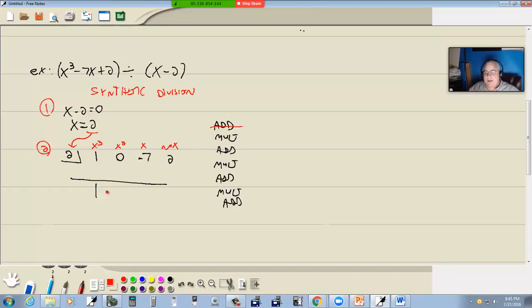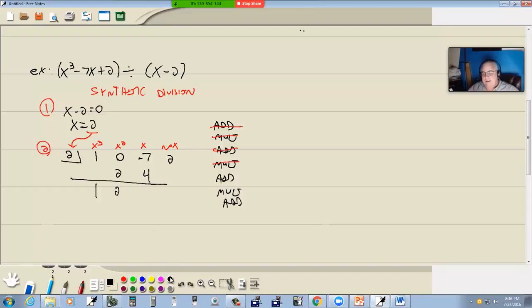Then we're going to multiply. You always multiply the number up in the box by the number you just put down here. So we got 2 times 1 is 2, and we'll put it here. That's our multiply. Now we're going to add. 0 plus 2 is 2. Then we're going to multiply. You take the number in the box times the number we just put down here. 2 times 2 is 4.